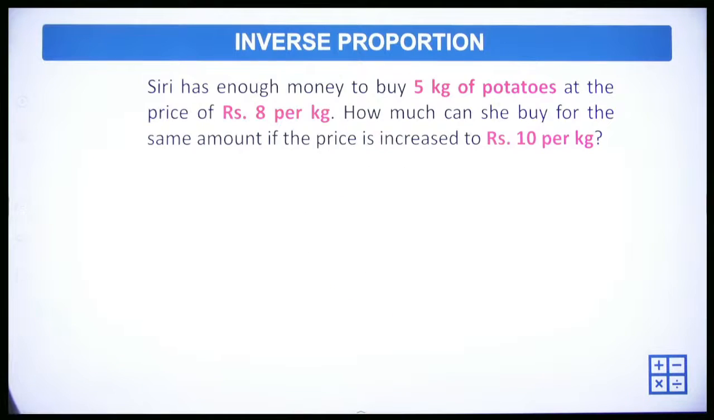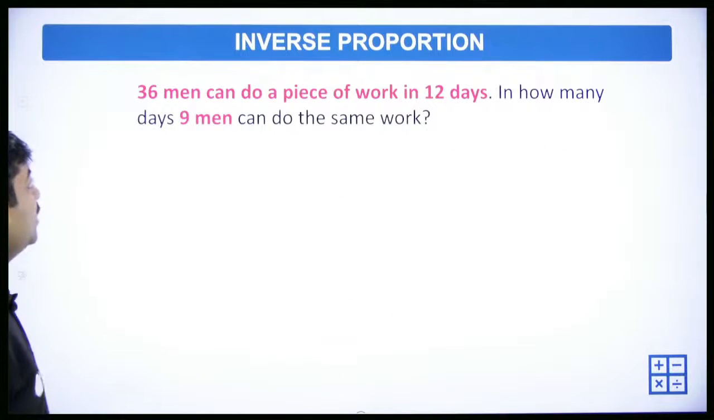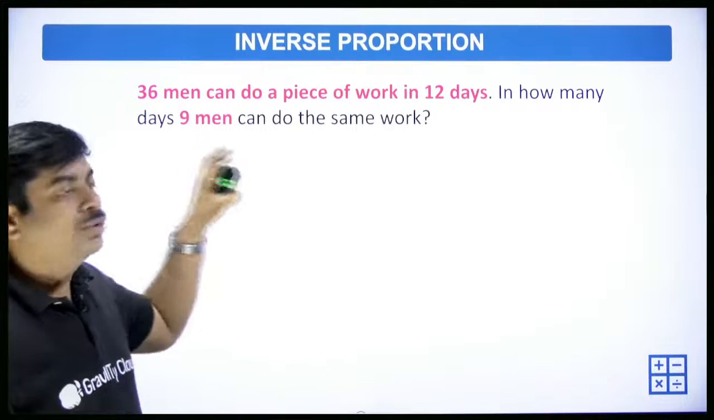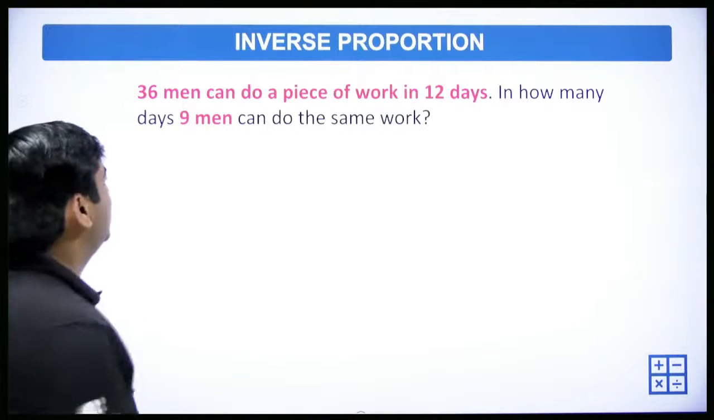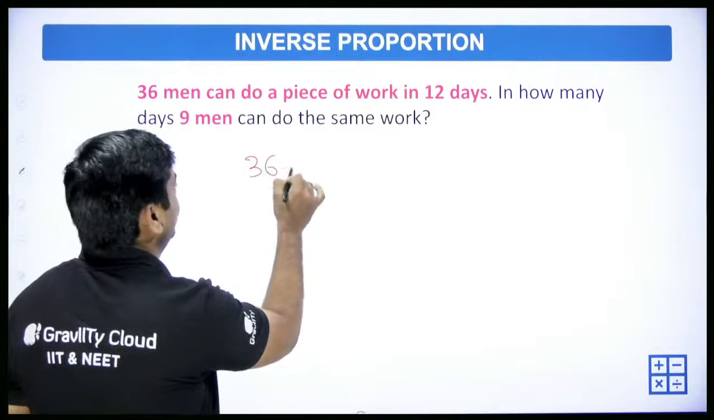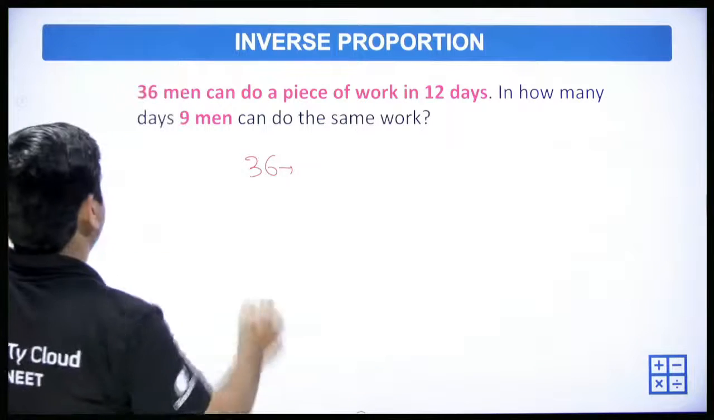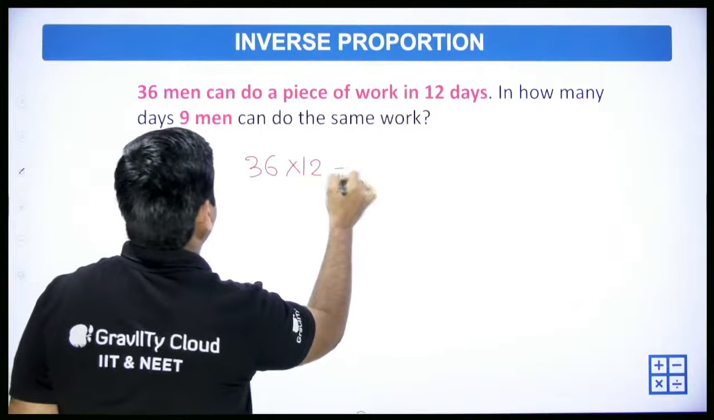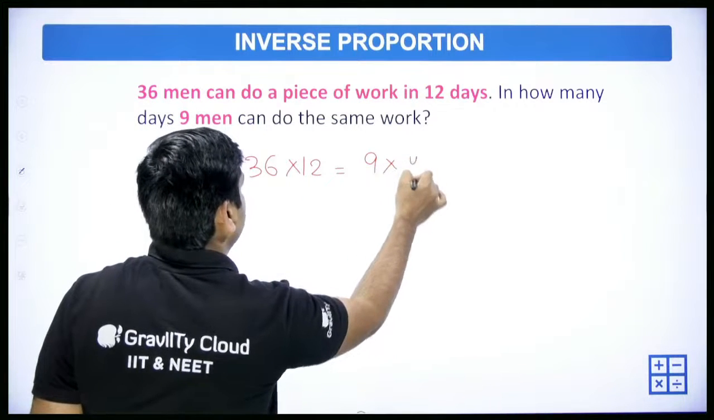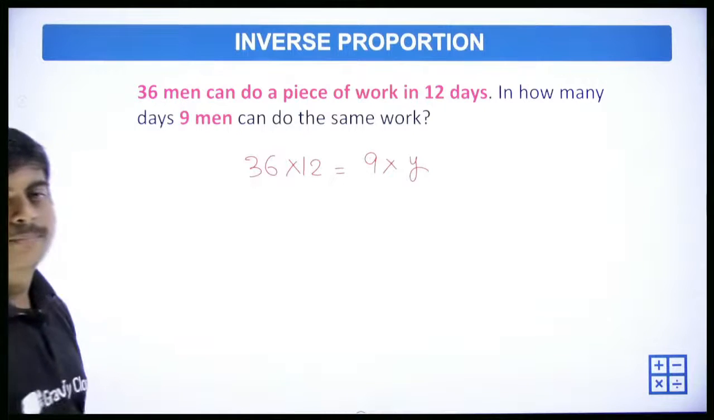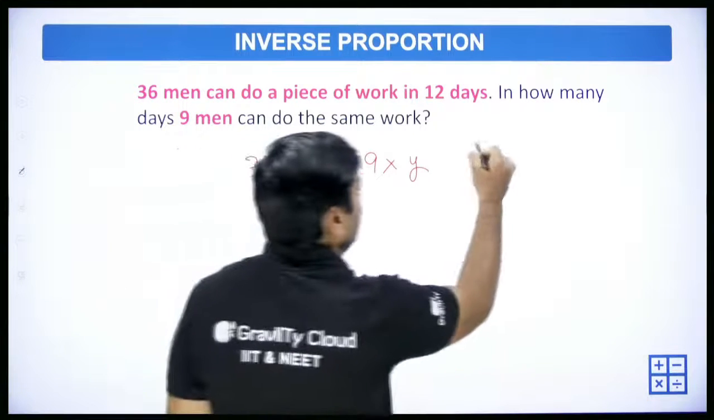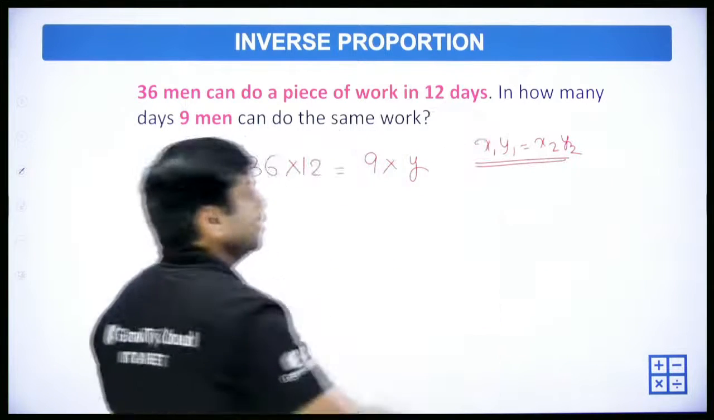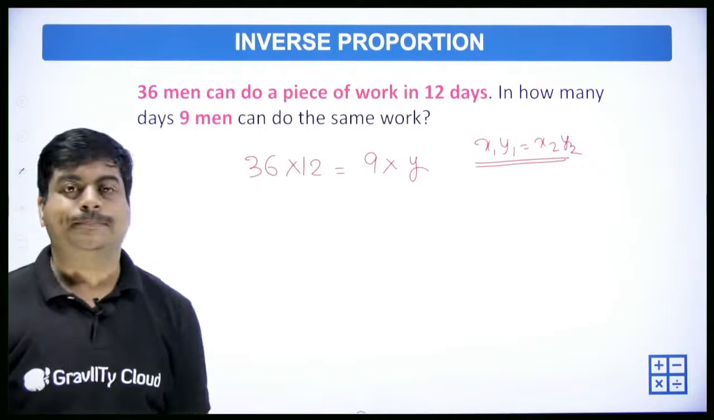Right, so let's move forward. 36 men can do a piece of work in 12 days. In how many days can 9 men do the same work? Again, the same type of question which we have discussed earlier. From this relation you can try to find that. Right, inverse proportion x1 y1 is equal to x2 y2. Just remember this relation, everything else will be the same.